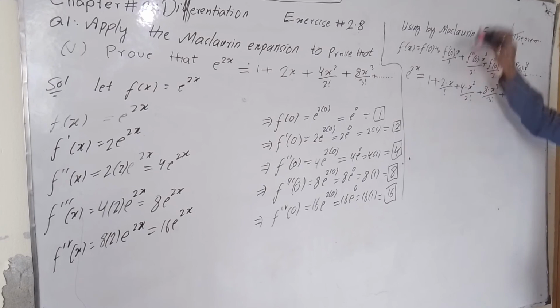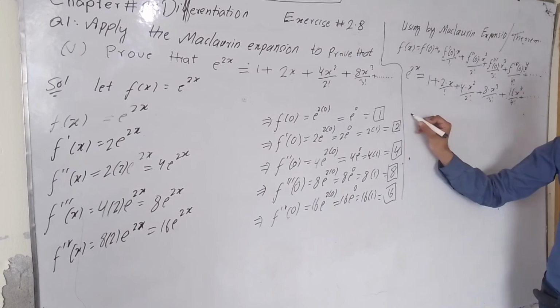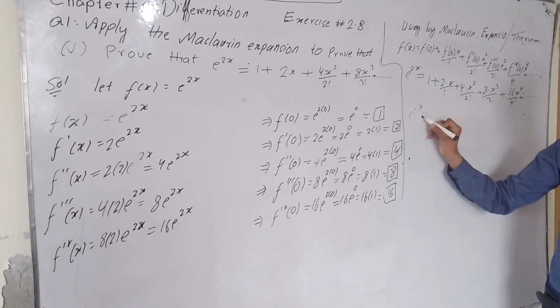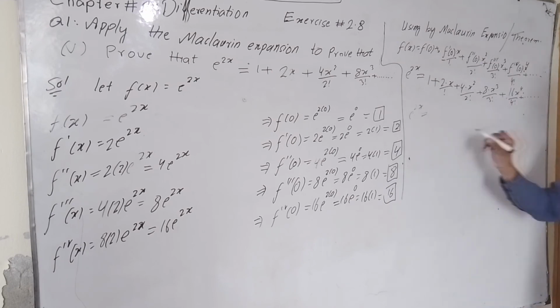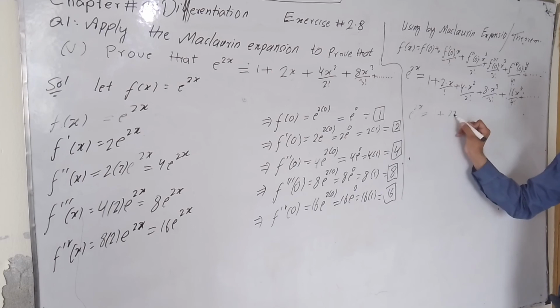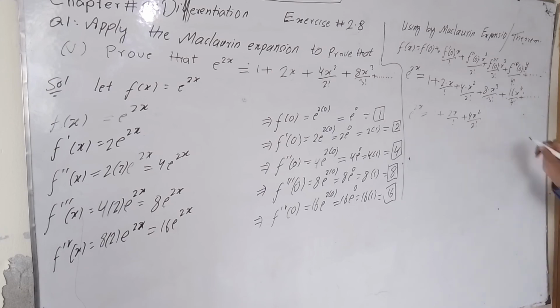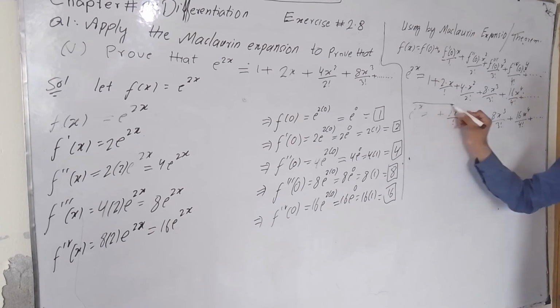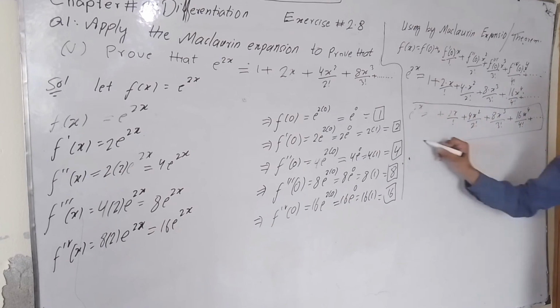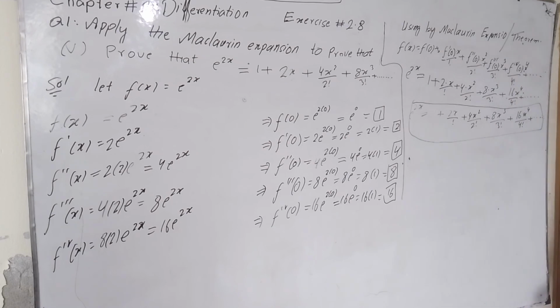So e power 2x is equal to 1 plus 2x divided by 1 factorial plus 4x square divided by 2 factorial plus 8x cube divided by 3 factorial plus 16x power 4 divided by 4 factorial plus up to so on. Which is the required proof. Hence proved.